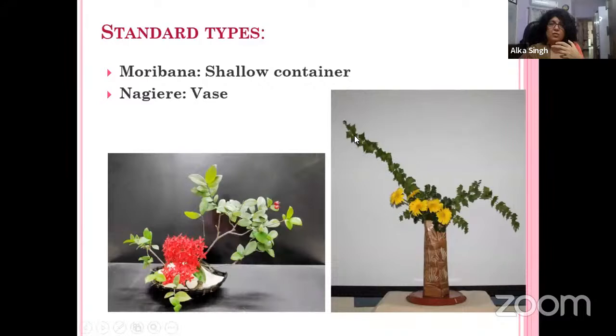And again, this is the main line, Shin, and here this one is also the main line, Shin. The way it tilts, whether upright or slanting, that is how it is again bifurcated.